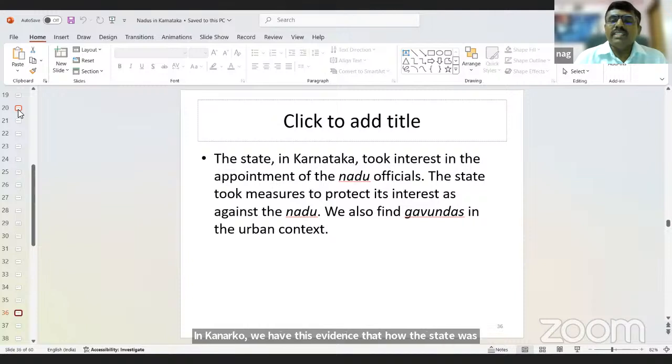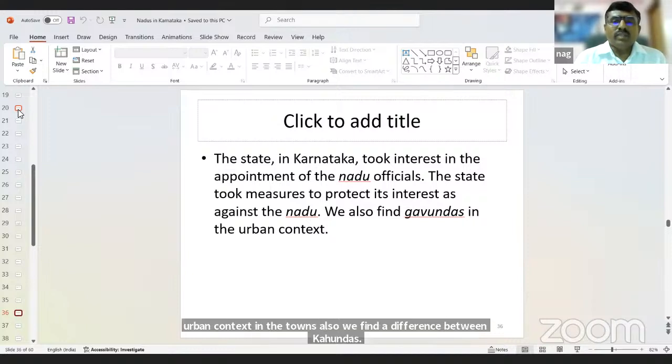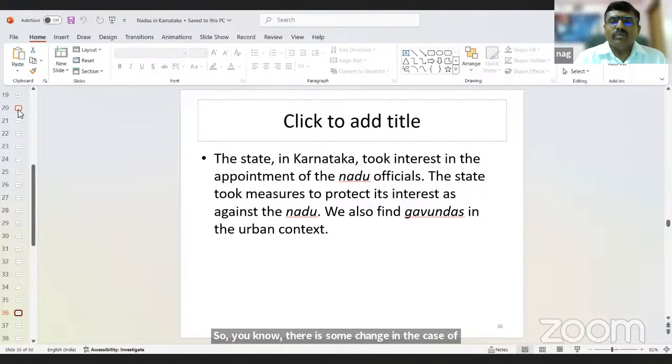We also find Gaundas in the urban context, not only in the rural context. In the towns also we find reference to Gaundas. So there is some change in the case of Karnataka. It is not exactly as we find in the case of Tamil Nadu, because Nadus are mostly found in the rural context in the Tamil region.